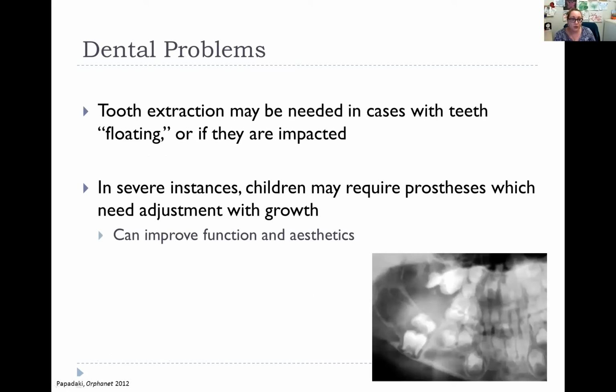So tooth extraction may be needed in cases where teeth appear to be floating or if they are impacted, as we mentioned. Here's an example of a dental x-ray below on the right, showing some of that. In severe instances, children may require a prosthesis, which needs to be adjusted with growth, particularly if they end up losing some of their teeth. But I would say any of these prostheses are great because they can help to maintain space and improve aesthetics.